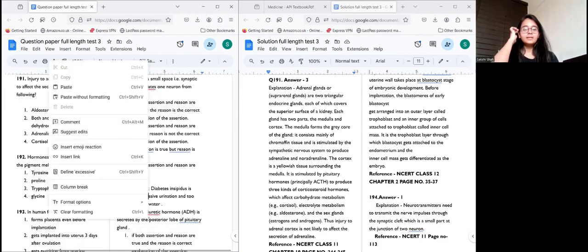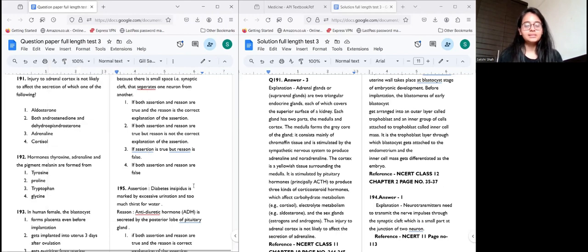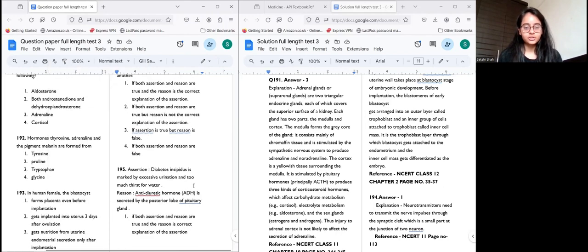For 195, okay, so sorry. Diabetes insipidus is marked by excessive urination and too much thirst for water. Yes. Why? Because antidiuretic hormone is secreted by the posterior lobe of pituitary gland. So what does antidiuretic hormone do? Antidiuretic means it prevents urination, right? So it does not allow the urine to go out of the body. So it's antidiuretic hormone.